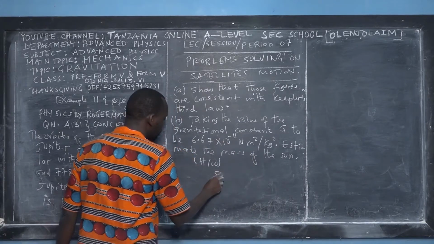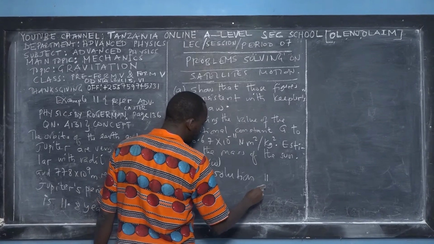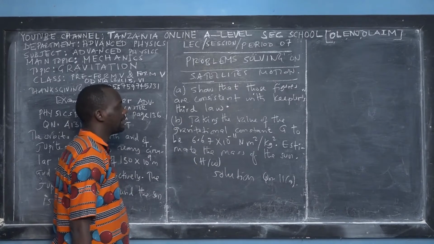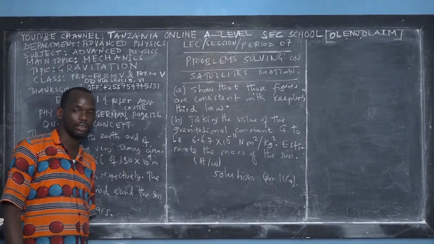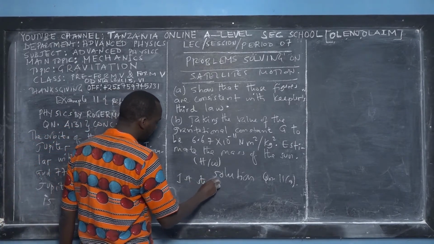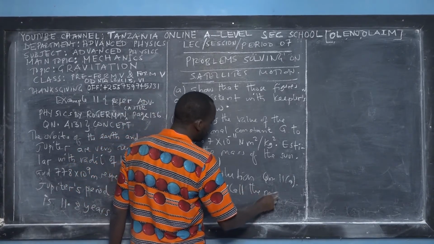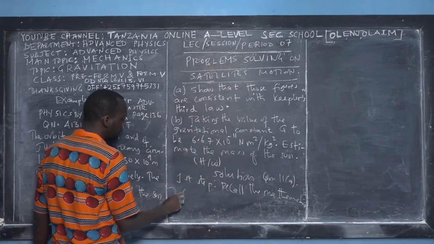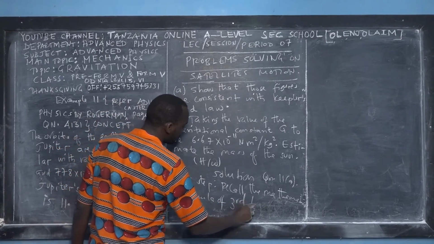So, the solution of question 11A. I have to teach you how you can show that these figures are consistent with Kepler's third law. So the first step: you have to recall the mathematical formula of Kepler's third law.